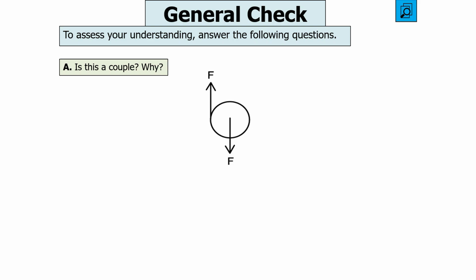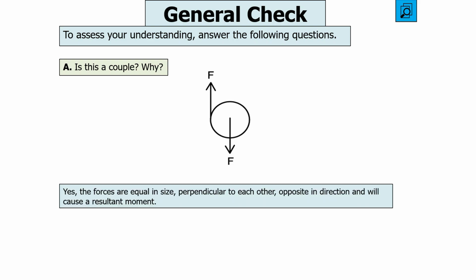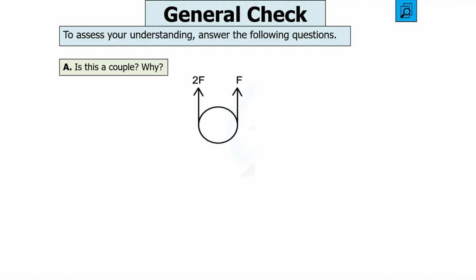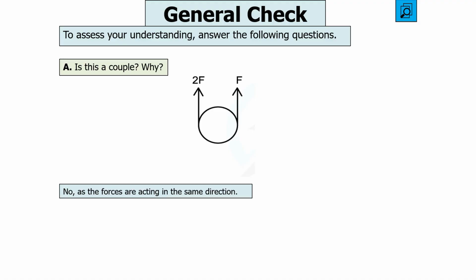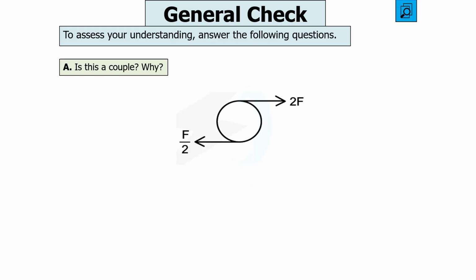Is this a couple and why? Yes, the forces are equal in size, perpendicular to each other, opposite in direction, and will cause a resultant moment. Is this a couple and why? No, as the forces are all acting in the same direction. Is this a couple and why? No, as all the forces are not equal in size.